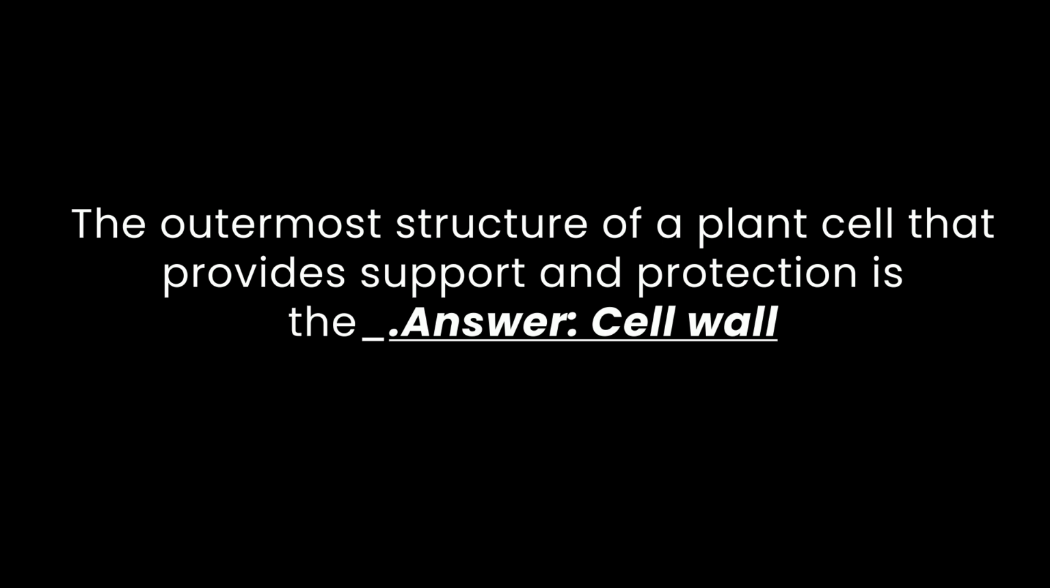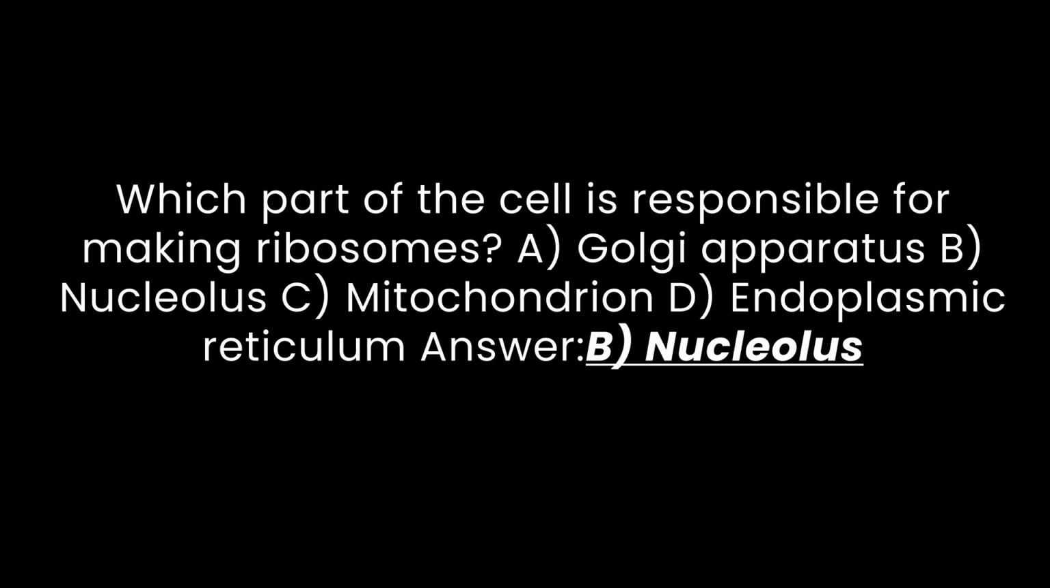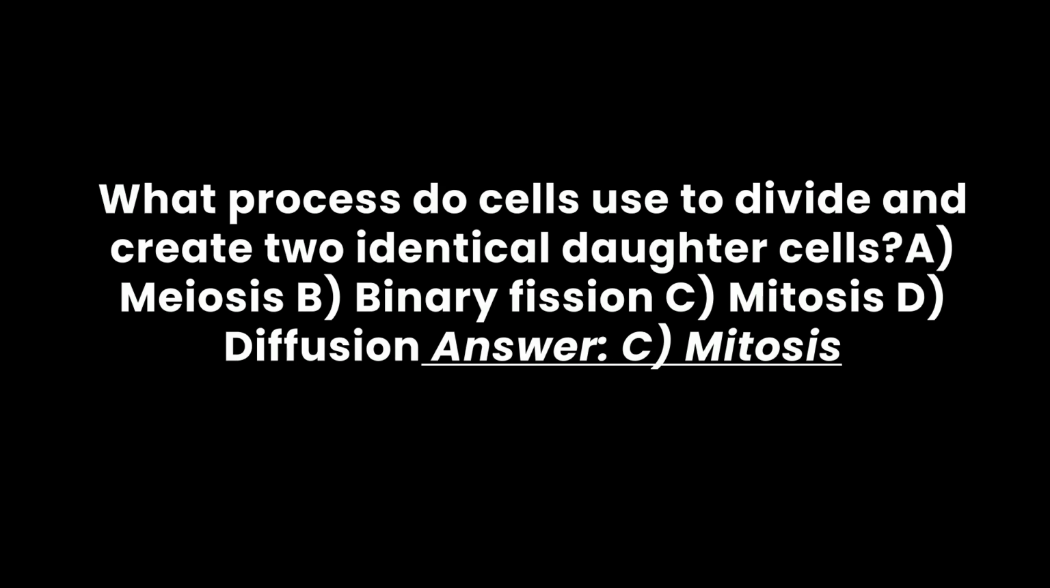Answer: cell wall. Which part of the cell is responsible for making ribosomes? A. Golgi apparatus. B. Nucleolus. C. Mitochondrion. D. Endoplasmic reticulum. Answer: B. Nucleolus. What process do cells use to divide and create two identical daughter cells?